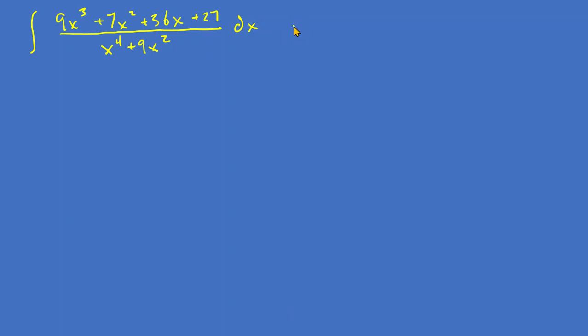So factoring x to the fourth plus 9x squared will involve factoring out a common factor of x squared. And we will have left over x squared plus 9. So x squared is basically a repeated linear factor as far as partial fraction decomposition is concerned.